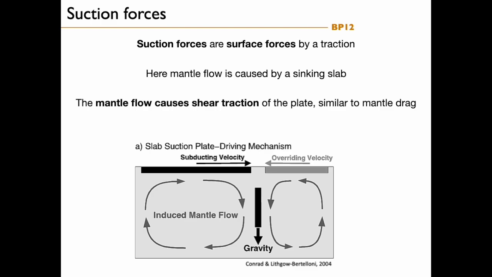Now, there are also suction forces, and these are surface forces that are caused by attraction. So the mantle flow is caused here by a sinking slab. You have this sketch here where you can imagine the mantle is here, there are plates at the surface, and there is an object which is sinking there like a slab. When the slab is sinking, it induces flow of the mantle, and this flow causes a shear traction at the base of each of the plates, and then can cause a motion of the plate. So this is very similar to a mantle drag. The suction force will be a drag force exerted on the plate.